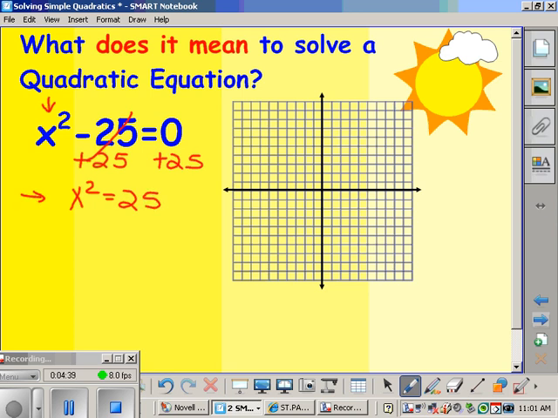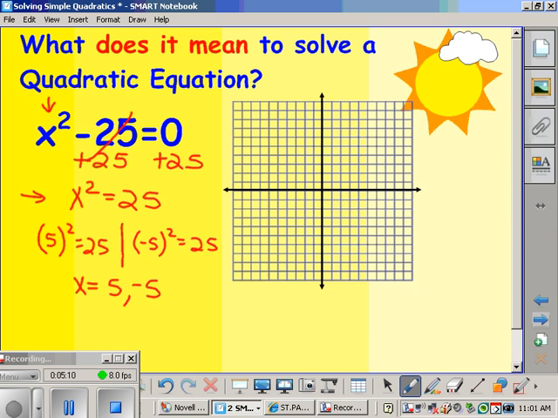But now what you need to do is think, what number or numbers squared equal 25? And when you're solving a quadratic equation like this, there's actually 2 answers because there are 2 numbers you could square to get 25. One of them is 5, and the other one is -5. So this one actually has two answers. The x-intercept could be 5 or it could be -5.